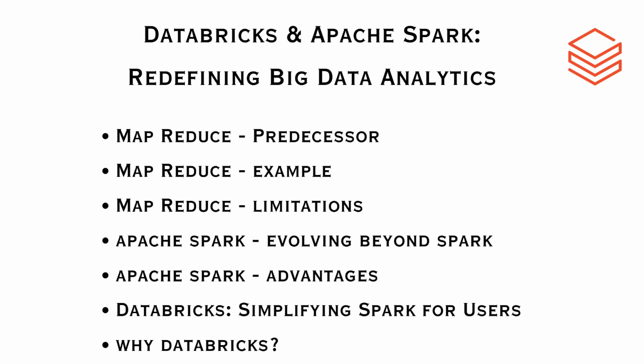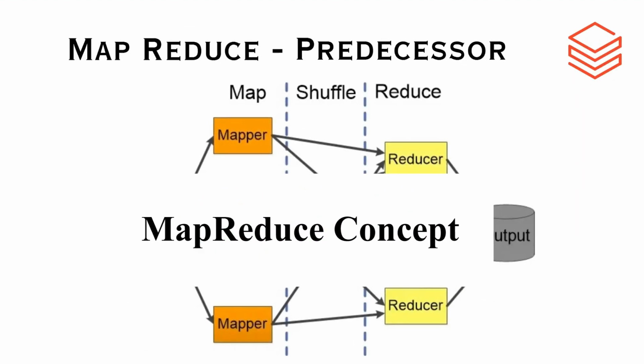Today we will try to cover the topics which are getting displayed on the screen, where we will learn more about the predecessor of Apache Spark, which is nothing but MapReduce, then how Apache Spark evolved from MapReduce, and lastly we will cover why we started using Databricks. So let's start by looking at MapReduce, which is the predecessor of Apache Spark.